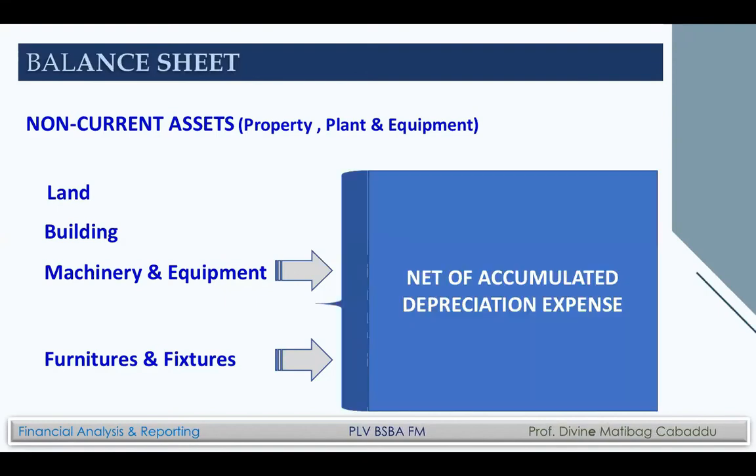Now, take note that in the presentation of your property, plant, and equipment, normally, you deduct the accumulated depreciation expense and you present it in the balance sheet as net. Okay? So for example, machinery and equipment minus accumulated depreciation equipment, that will be the book value of your machinery and equipment. Or you simply present it machinery and equipment, comma, net. Diba? So there are two ways how you present it in the balance sheet.